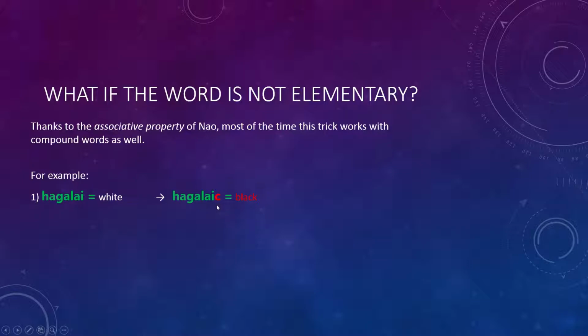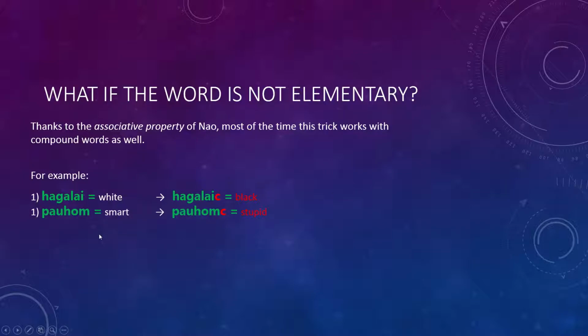Technically, sh is connected with the word lai here. Okay? So hagalai, what does hagalai mean anyway? Hagalai literally means a completely light color. Ha means color, galai means completely light. So a color that's completely light. That's why it means white. And hagalai with sh literally means a color that's completely black. Okay, so that's why it works.